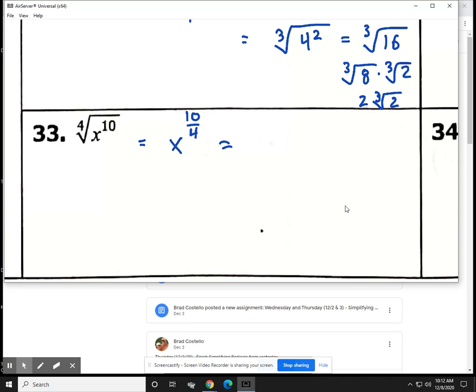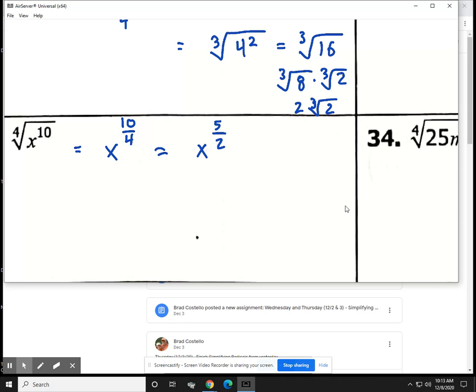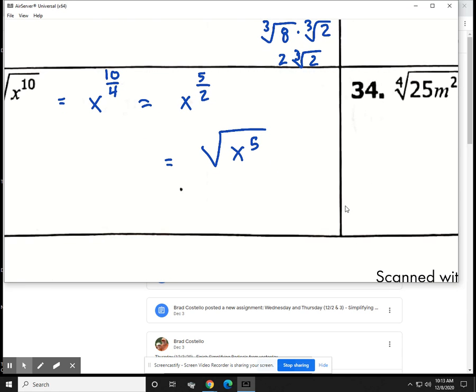And once you've written it as a fractional exponent, remember, what can you do with that fractional exponent? Reduce it. What will 10 over 4 reduce to? 5 over 2. So in simplified form, y'all know what this is as a radical? It's the square root of x to the 5th. But then we can say, hey, will 2 go into 5? How many times? So x gets to come out twice, but it stays in how many times? Once. So it's x squared times the square root of x.